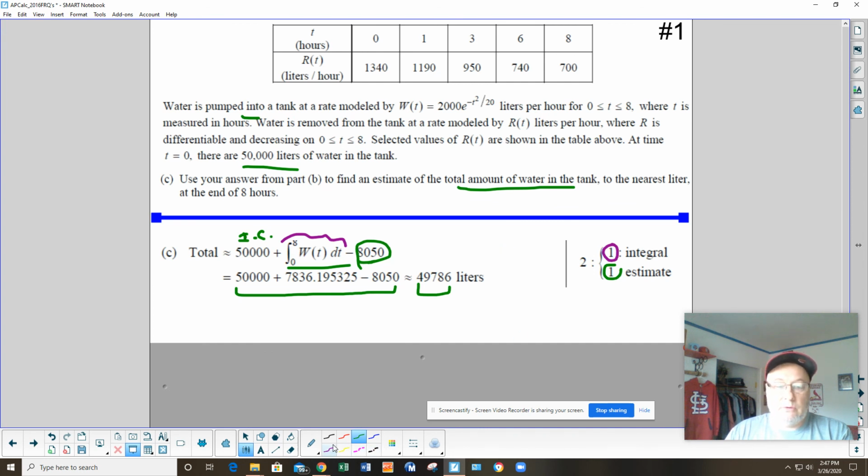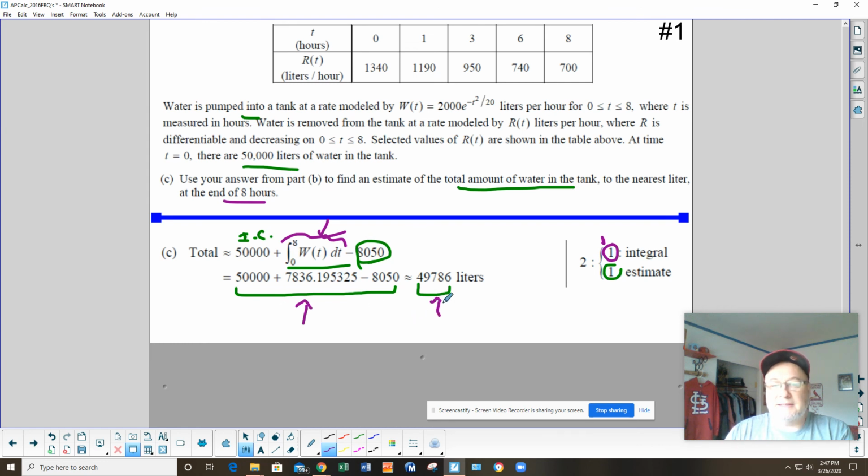So the graders view the integral as one of the key moments in this. So make sure you understand that an integral for W of T gives you the total amount of water pumped in. And you definitely need to have 0 to 8 here because this is for those 8 hours. So just having that integral on your paper gives you that first point. The second point is actually the total. Now, of course, you don't have to simplify that. So if you left it all like this, that's fine.